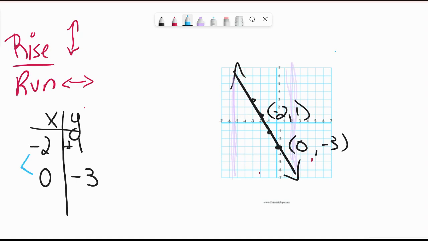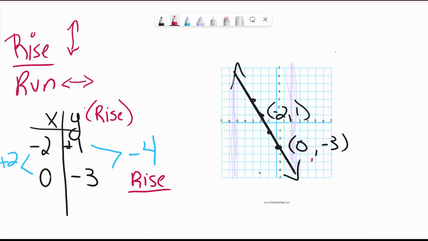Our X's, notice they're increasing. If you go from -2 to 0, that's an increase of 2. And your Y's, you notice you're going from +1 to -3. That means you're decreasing. So we're decreasing by 4. So we're going to do our ratio again. And remember, it's Y's rise. And so we're going to do rise over run. And our rise is -4.